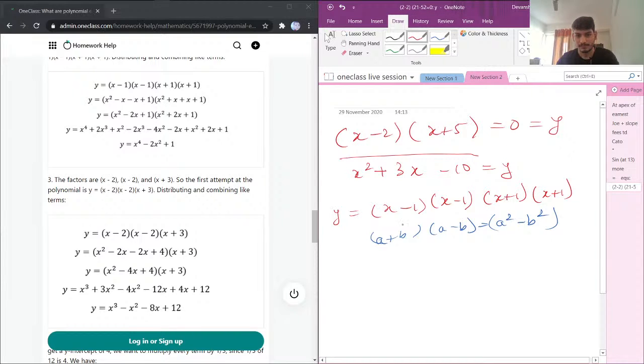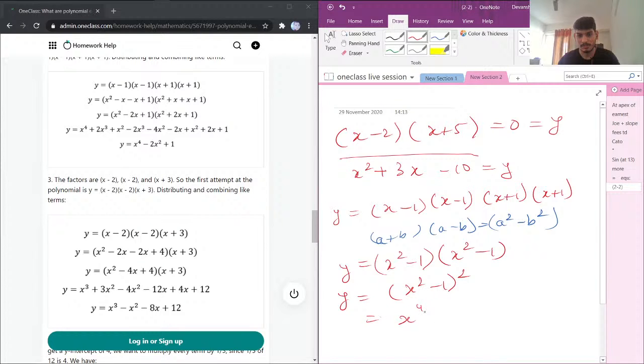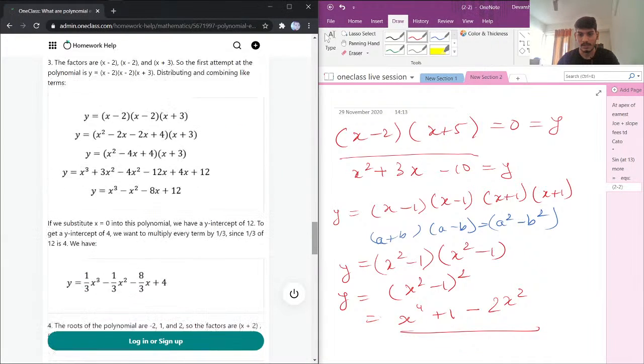And then I'll club x minus 1 and x plus 1. So I'll just write x square minus 1 multiplied by x square minus 1 equals to y. Then y equals to x square minus 1 whole square. Then this can be written as x power 4 plus 1 minus 2 into x square. X power 4 minus 2x square plus 1. Correct.